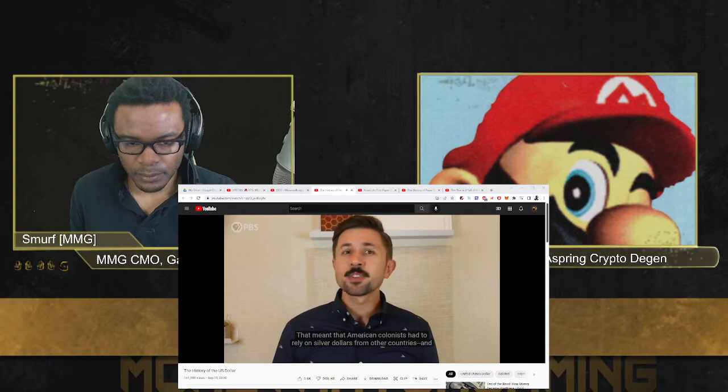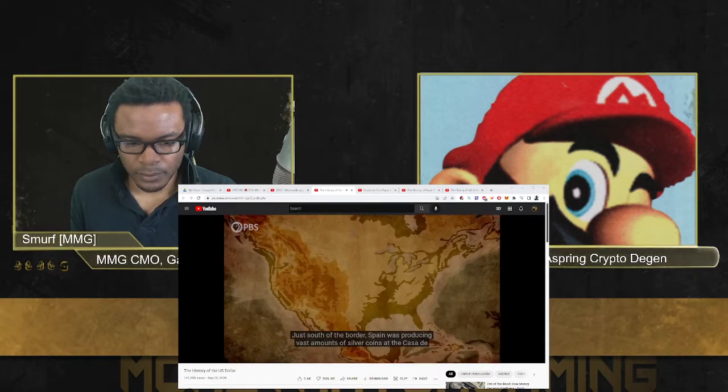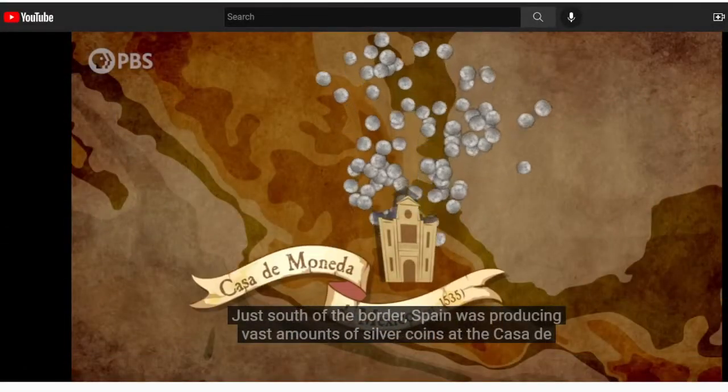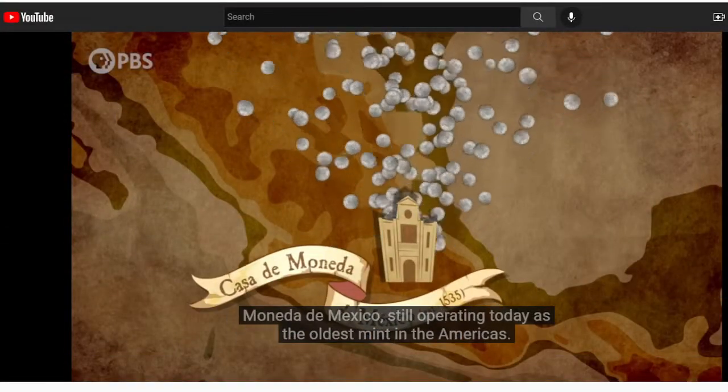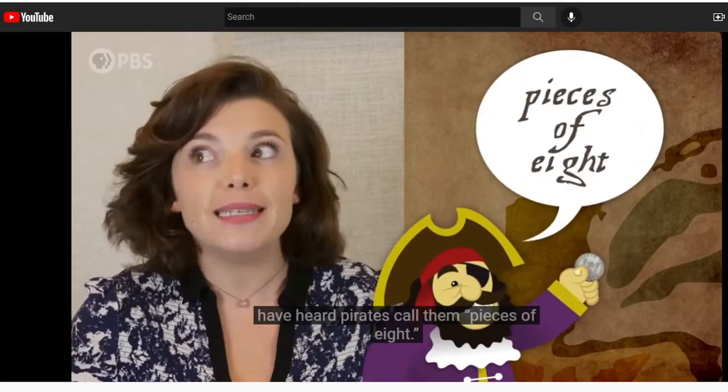That meant that American colonists had to rely on silver dollars from other countries, and the most plentiful supply came from Mexico. Just south of the border, Spain was producing vast amounts of silver coins at the Casa de Moneda de Mexico, still operating today as the oldest mint in the Americas. Officially called pesos, these silver coins were worth 8 reals, which is why you might have heard pirates call them pieces of 8.